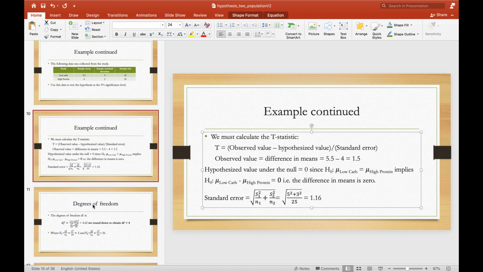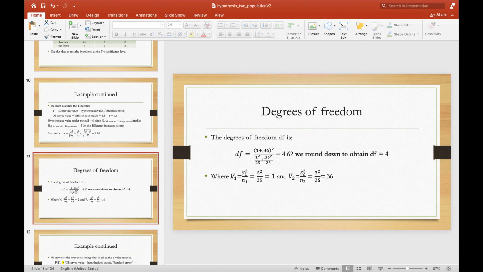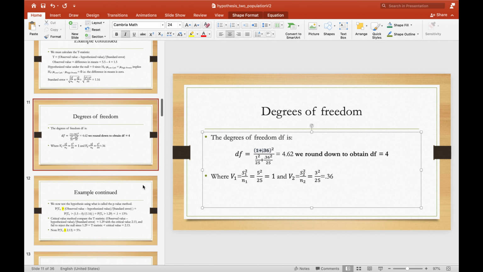Now the degrees of freedom becomes a little bit tricky, so let's calculate it. We need to calculate V1 and V2 here, then we plug it back into this formula. We get 4.62, we round down to obtain 4. Keep in mind, if this was just 0.62, in that instance we'd round up. So if it's just like 0.62 or 0.71 or 0.79, it gets a value of 1. Okay, because that's the smallest value degrees of freedom can have.